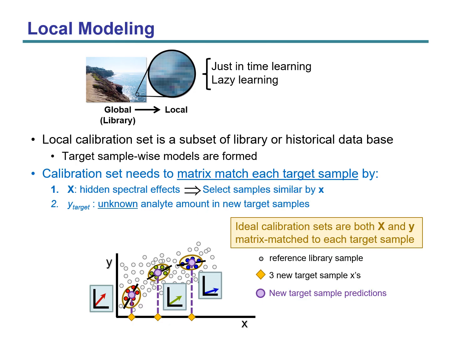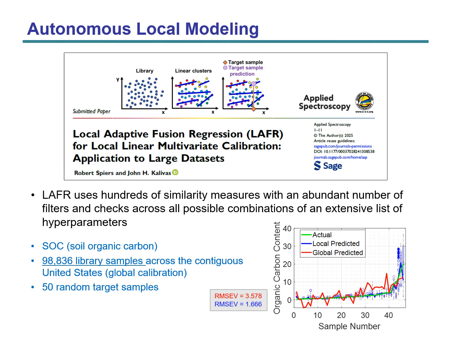So again, the idea is that for every target sample, you build a new model that is both matrix matched in terms of the x's and the y's. It is a difficult problem, but we actually spent a couple of years working on this, and we're satisfied that this is a pretty good working solution. We call it local adaptive fusion regression. And you can go to the paper and read about it.